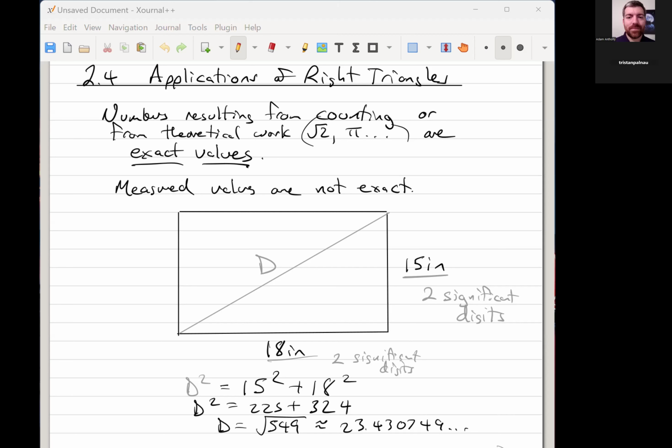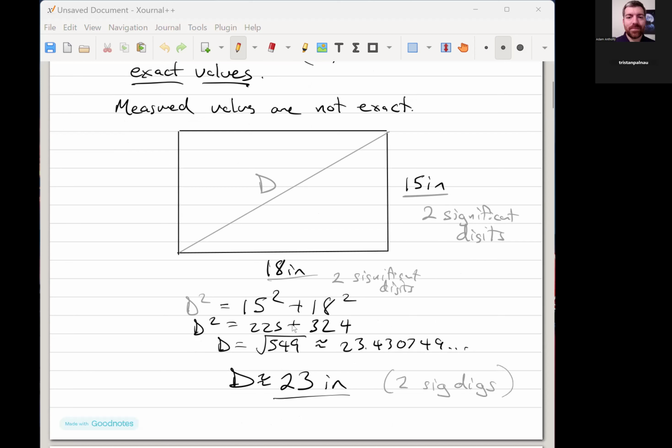Anyway, so if we want to calculate the diagonal, well, we know that that's a right triangle. Right? You've got the right angle in the corner, and 18 and 15 are the legs. So we just square those, add them together, and then take the square root. So you've got your 15 squared, your 18 squared, 225 plus 324. Add those together, you get 549. The square root of that is 23.430749. And if you look at your calculator, it would just keep spitting out digits for you, right? The question is, how many should we take? How many digits should we answer to?